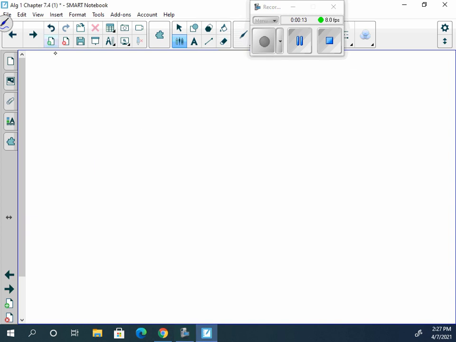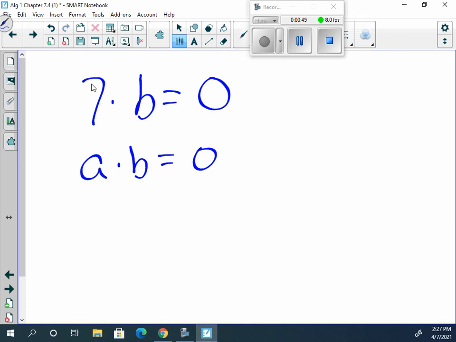So if we look at two numbers, let's say 7 times b equals 0. What is the value of b? Anything times 0 is 0. The only way that I can get a number times something else to equal 0 means that it has to be 0, yes?